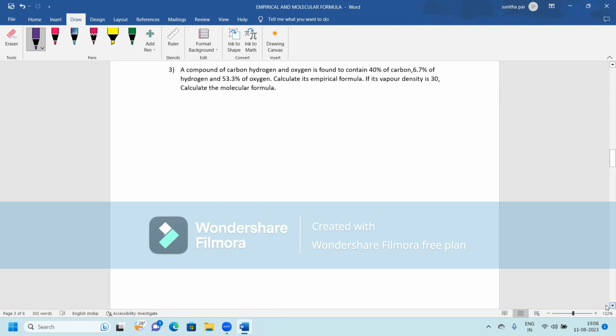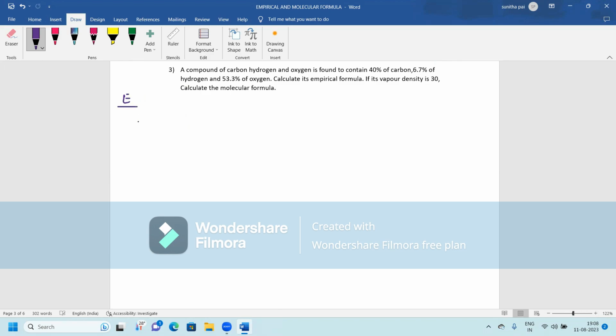A compound of carbon, hydrogen and oxygen has 40% of carbon, 6.7% of hydrogen, my bad, and 53.3% of oxygen. You need to calculate the empirical formula as well as the molecular formula.